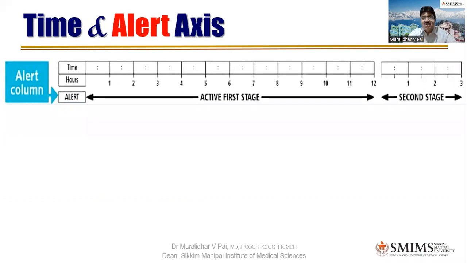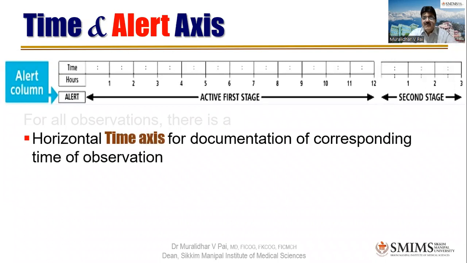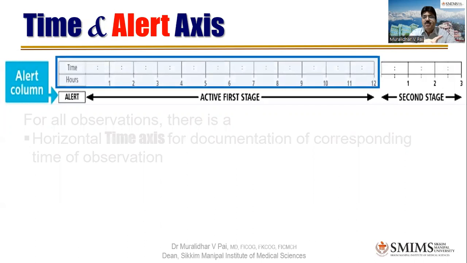So as you can see at the top, for all observations, there is a horizontal time axis, this one, for documentation of corresponding time of observation. So I'm highlighting it in a blue box. So this is the timeline. In this row, you can write the actual time. And the lower one tells you that it is at the end of 1 hour, 2 hour, 3 hour, 4 hour, 5 hours, 6 hours, 7 hours, like that, up to 12 hours.